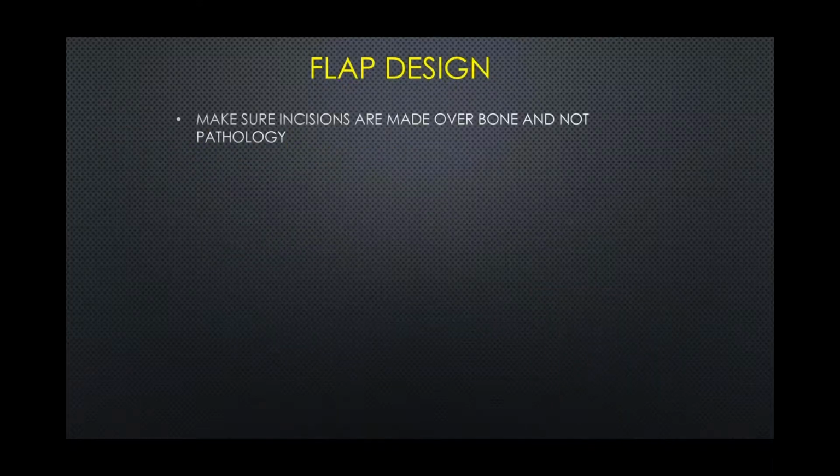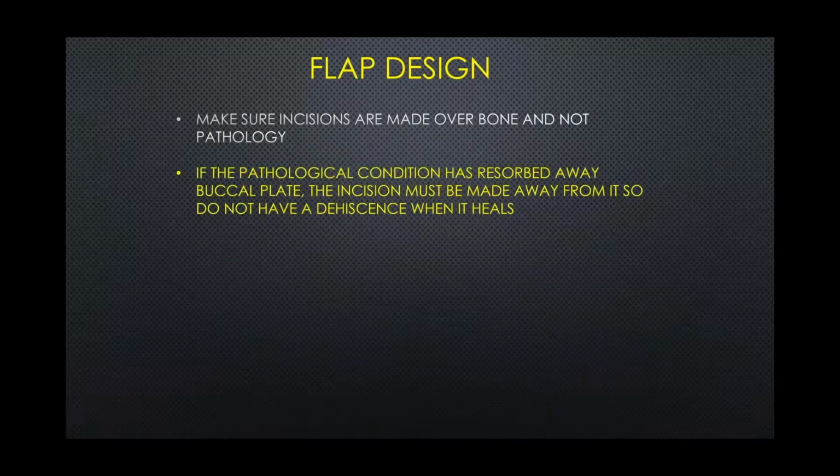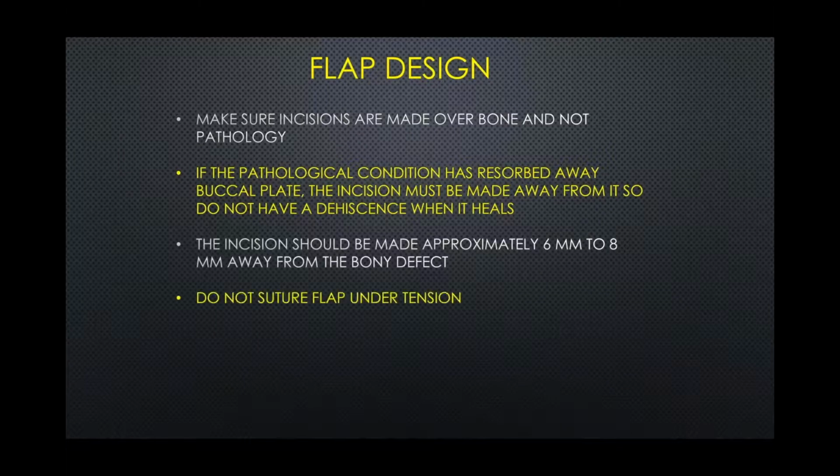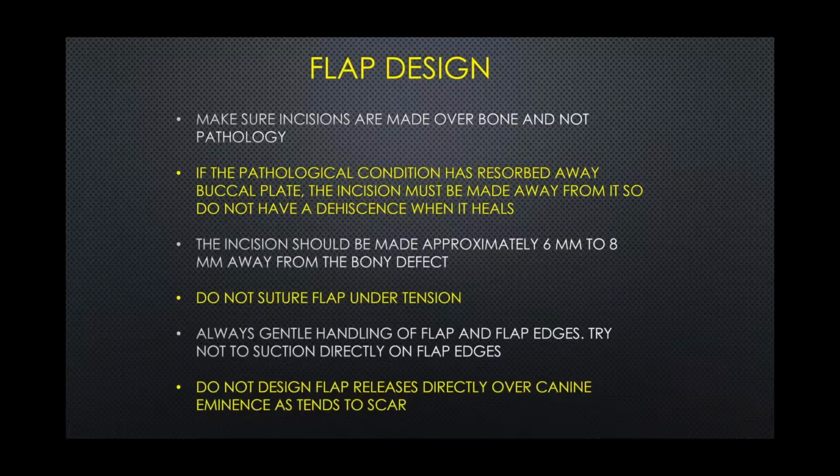Okay, whenever you're designing a flap, we want to make sure that we stay away from any areas of pathology. Whether we see this clinically from the patient, or on a radiographic evaluation, whether it's a 2D view on a PA or a Panorex or a three-dimensional cone beam scan, we need to localize the pathology and stay away from it. So whenever we make vertical releasing incisions, we want to make sure that we're roughly 6 or 8 millimeters away from that bony defect.